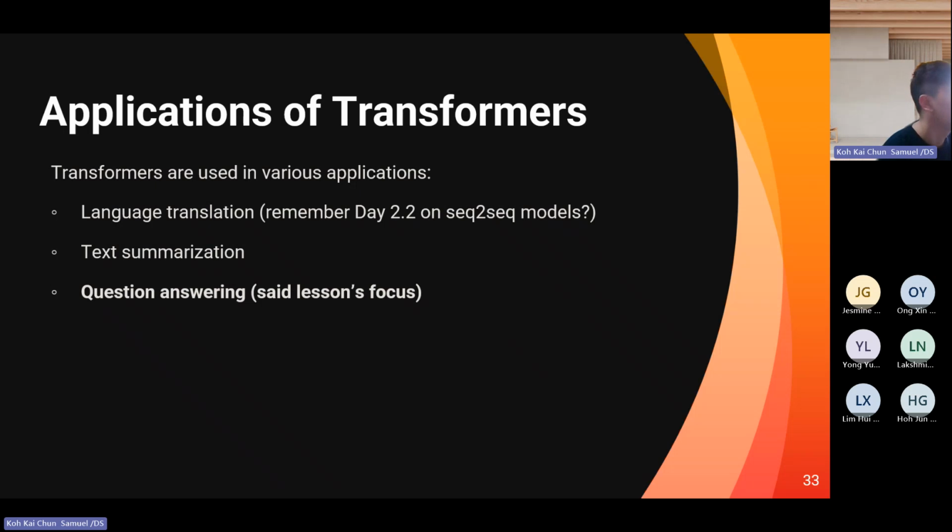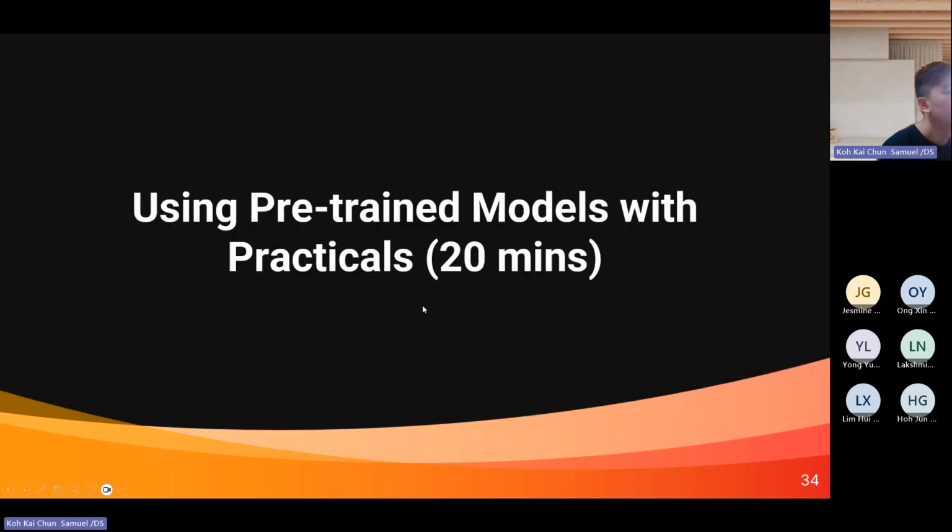on day 2.1 actually. 2.2 is the practical. Text summarization not at all. You can explore it on your own if you want to. It's another algorithm to do it. And question answering is today's lesson's focus.